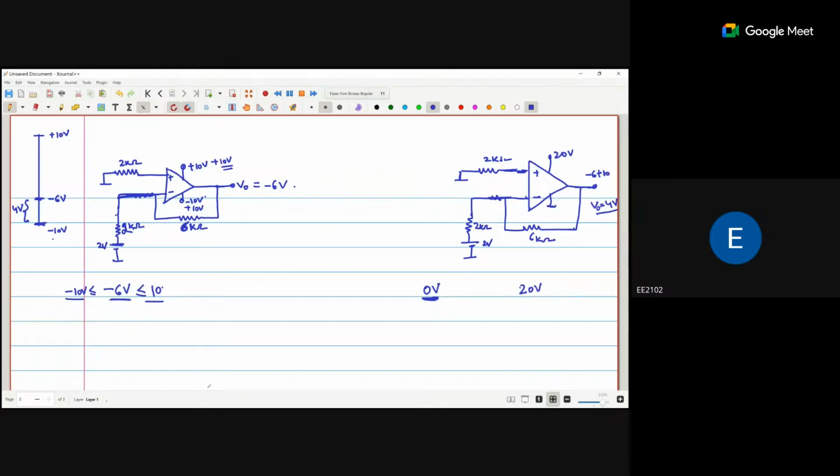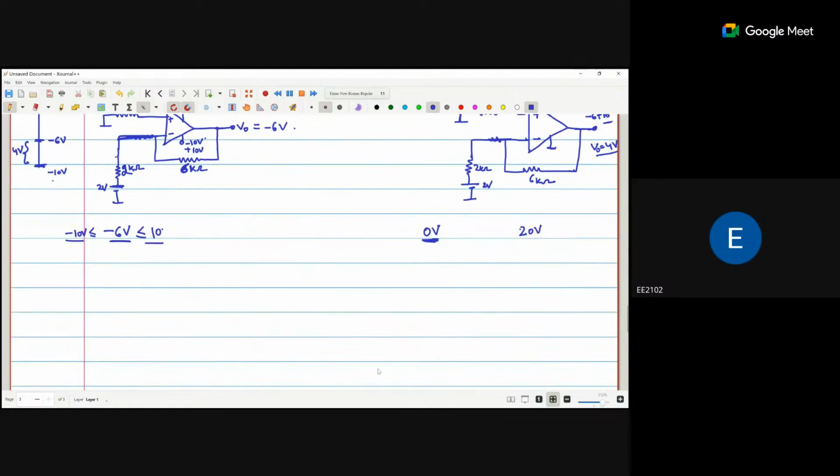Now how do we get this plus 10 volt? If we require this 10 volt in the output, we add some voltage here. Okay, I just added 10 volt here.